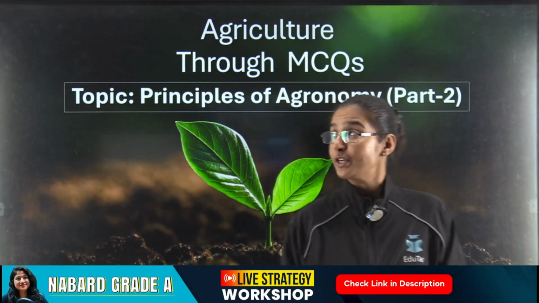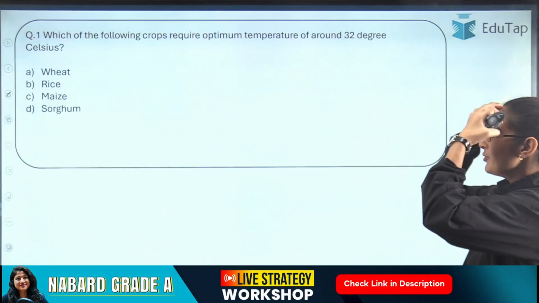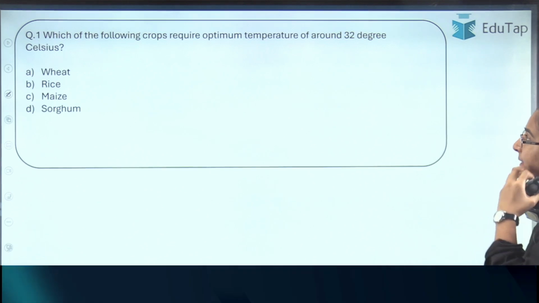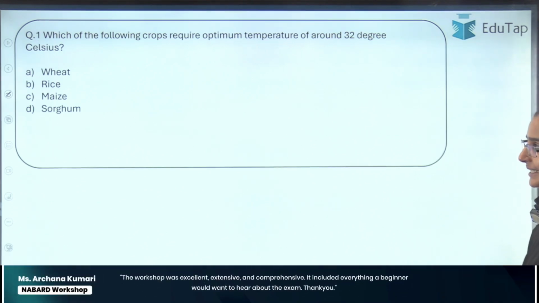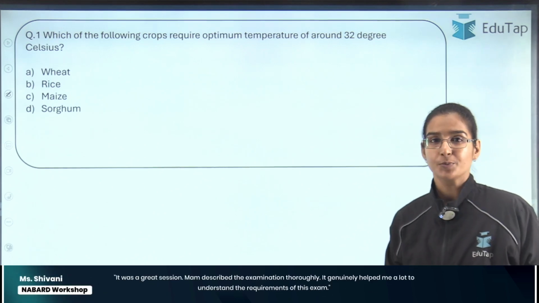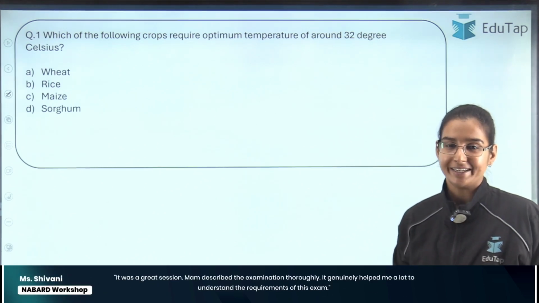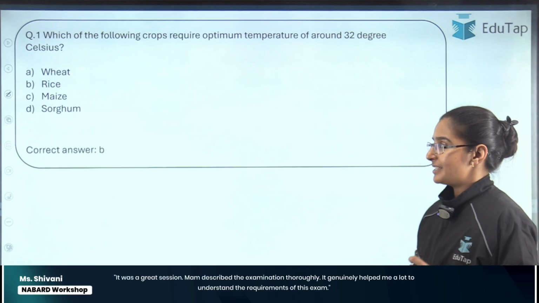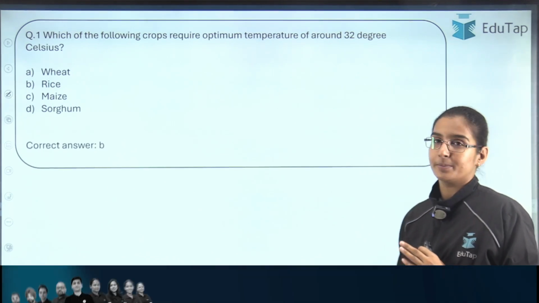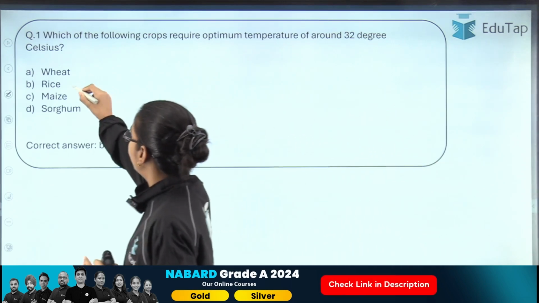So the first question for today's class is, which of the following crops require optimum temperature of around 32 degrees Celsius? Option A, wheat, B, rice, C, maize, and D, sorghum. Just pause the video and tell me the correct answer. So the correct answer for this question is option number B, which is rice.